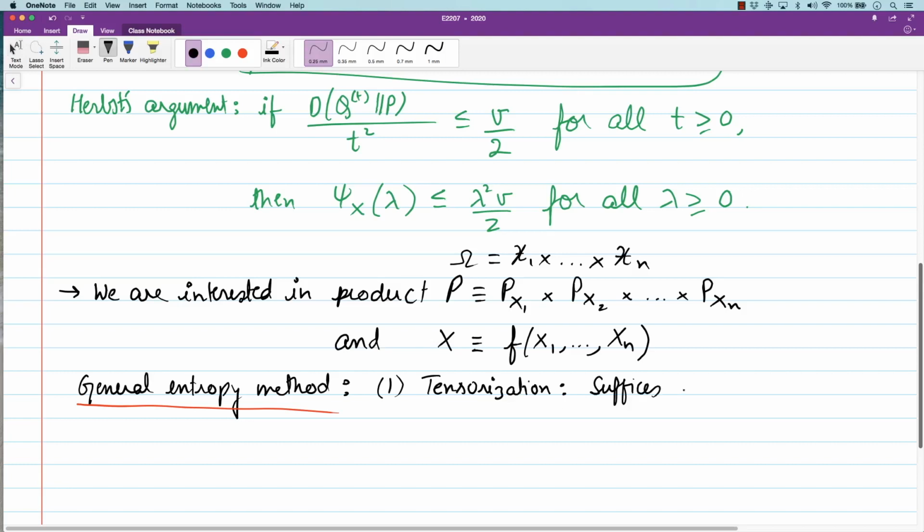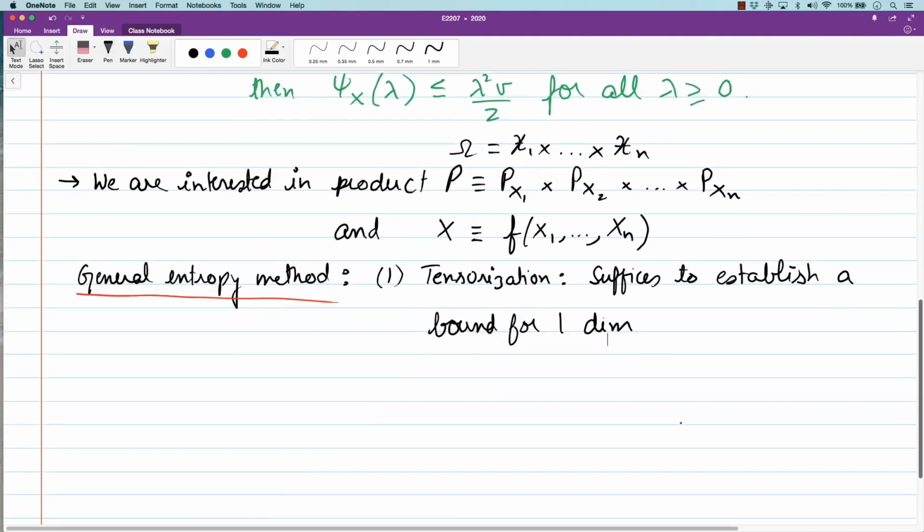It suffices to establish a bound for one dimension, n equal to 1. And the second step is some inequality, a basic inequality, which is for one dimension.